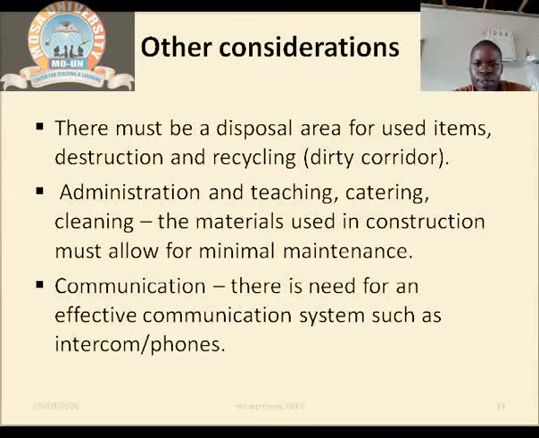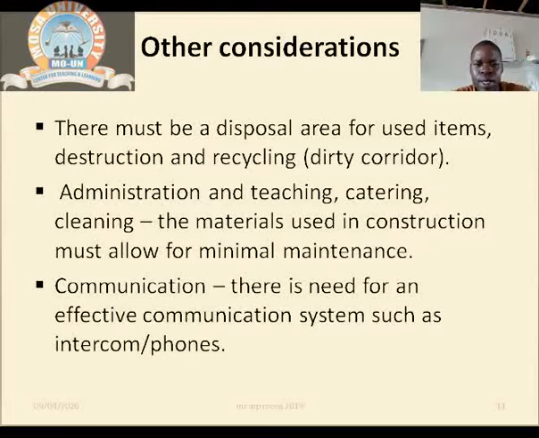Another consideration: there must be a disposal area for used items, destruction, and recycling, what we call the dirty corridor. In the dirty corridor in theater, we keep dead things like tissues which have been removed during an operation, placentas, amputated legs, and used swabs. We keep them in the dirty corridors, in most cases called sluice rooms. Then administration and teaching, catering, and cleaning: the materials used in construction must allow for minimal maintenance.